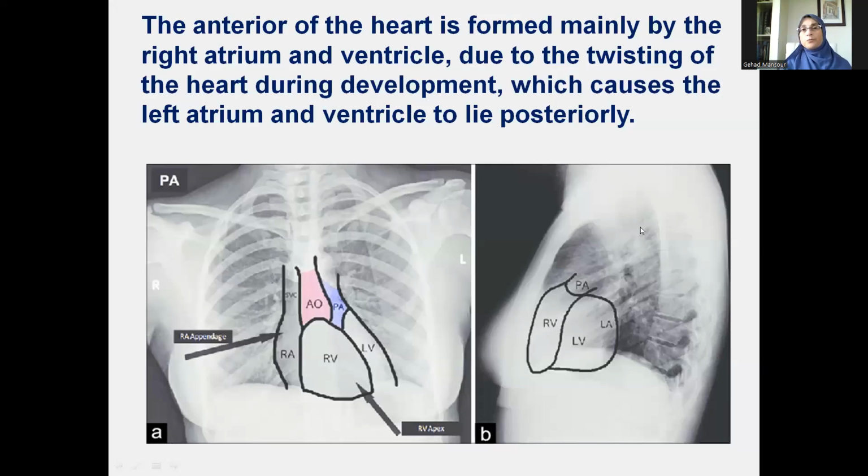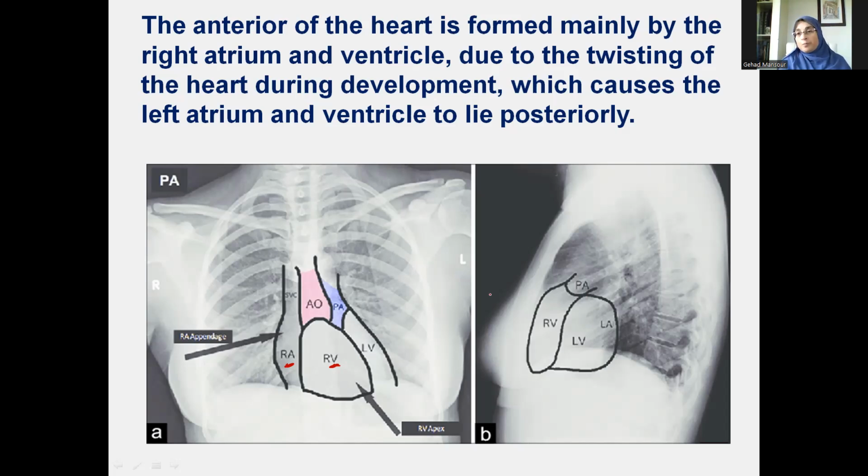You also have to know what the anterior surface of the heart is formed of. As you can see, it is mainly formed by the right atrium and the right ventricle, because during embryonic development there is twisting of the heart, and this makes the left ventricle and the left atrium more posterior. So if I ever ask you to complete a statement, for example, the anterior surface of the heart is formed mainly of the right atrium and the right ventricle.